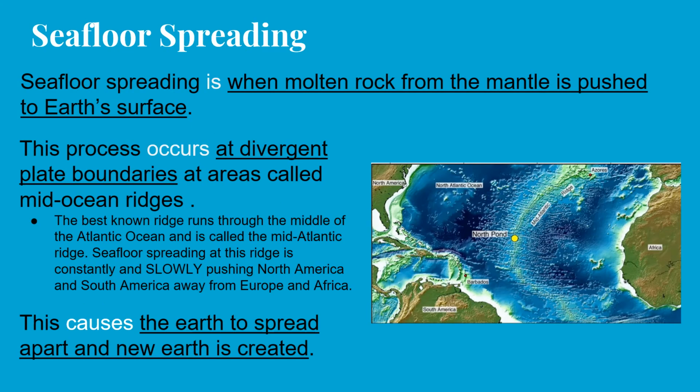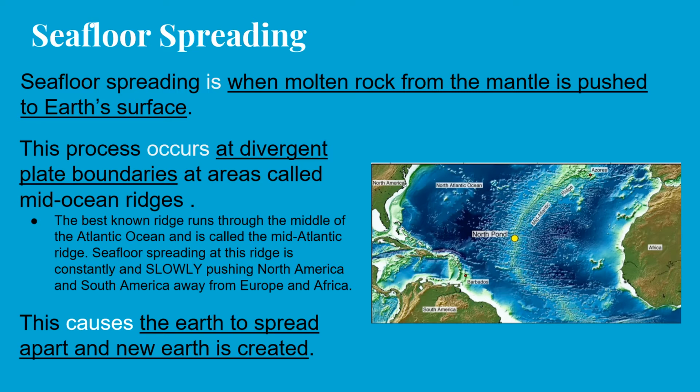So let's look a little more closely at seafloor spreading. We're going to talk about what it is, where it happens, and what it causes. Seafloor spreading is when molten rock from the mantle is pushed up to the Earth's surface. It's going to make that lithosphere or the oceanic crust separate to make room for it. The process occurs at a divergent boundary. That area is called a mid-ocean ridge.